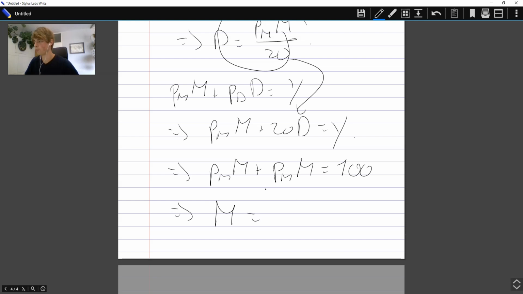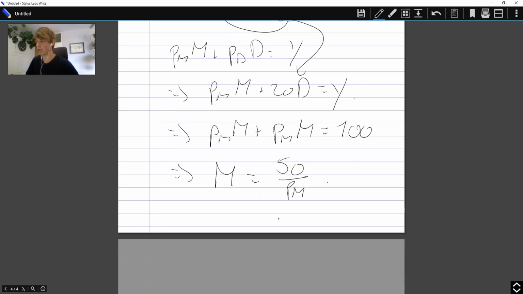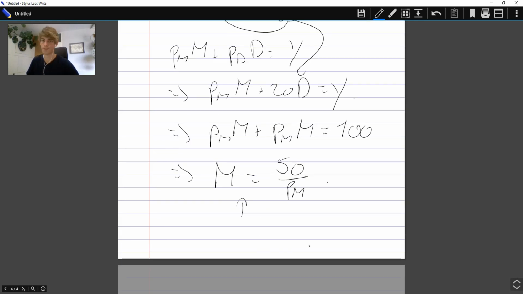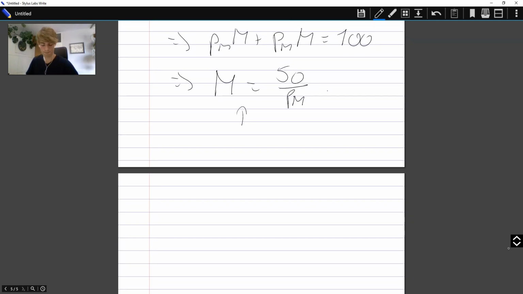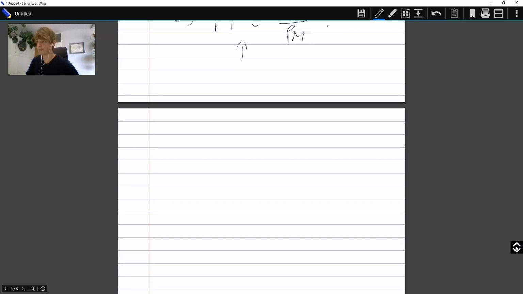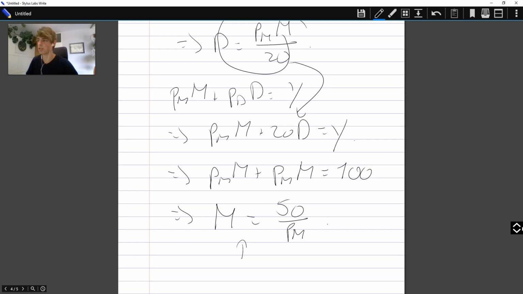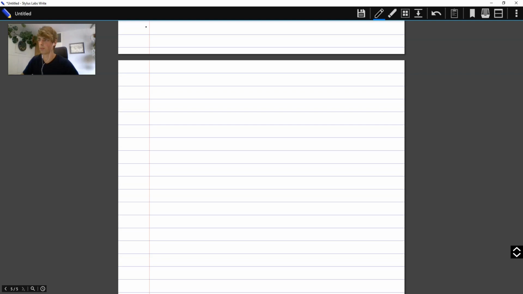And solving for M, we find the number of movie tickets consumed equals 50 over PM. And so this is our demand function. Movie tickets is a function of its price. So that is part B. So we leave the price as an unknown, and we solve for the number of movie tickets in the optimal consumption model.